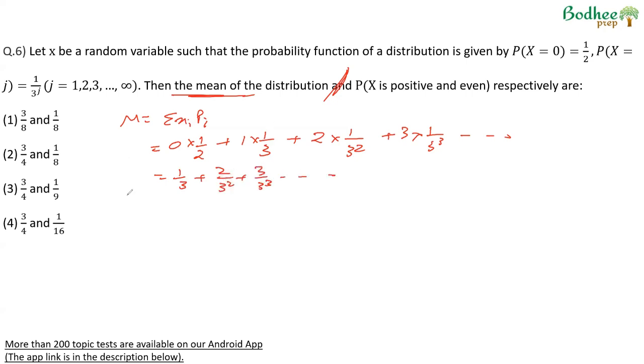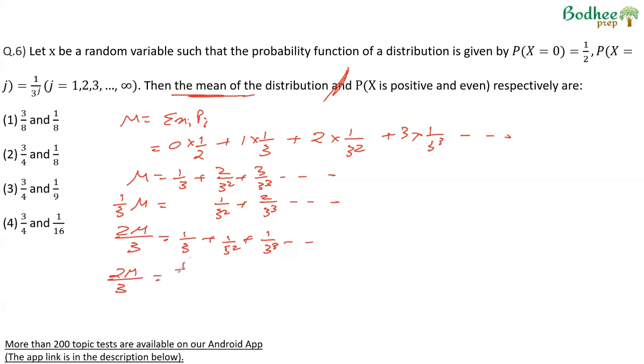This is an AGP. So we multiply m by 3 again, 1 by 3. This will become 1 by 3 square plus 2 by 3 cube, and so on. Take the difference of these two. So 2m by 3 is equal to 1 by 3 plus 1 by 3 square plus 1 by 3 cube. This is an infinite geometric progression. So 2m by 3 will be equal to a upon 1 minus r. 1 by 3 upon 2 by 3 is 1 by 2, and therefore m will come out to 3 by 4. Hence mean is 3 by 4.